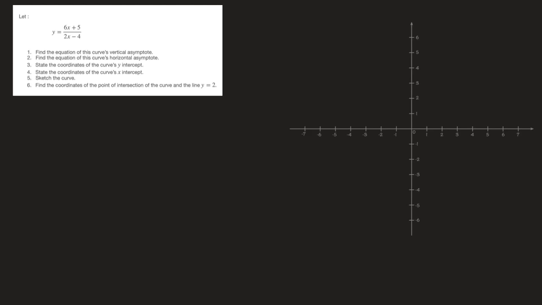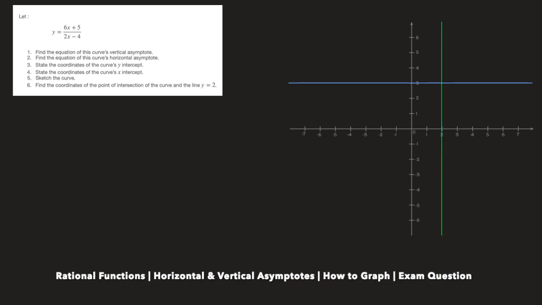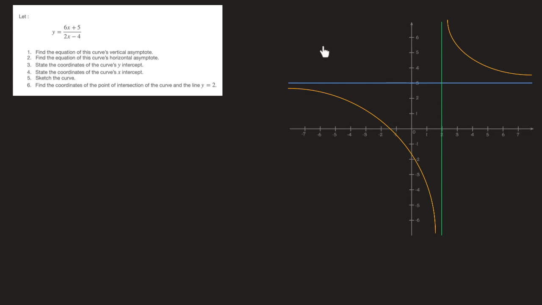Hi everyone, in this video we work through a typical exam-style question involving rational functions like the one we see here. That is, a linear function over another linear function. And so by the end of this video we'll know how to draw horizontal and vertical asymptotes, as well as how to sketch this type of function. And we'll be doing all of that with the xy grid I have on the right-hand side.